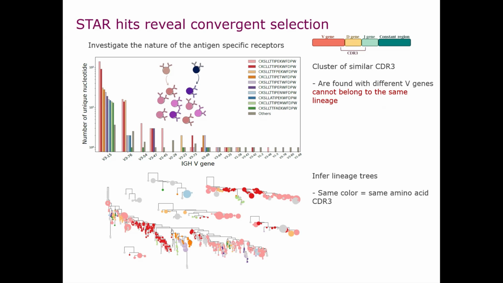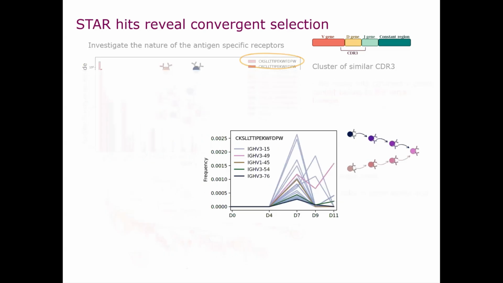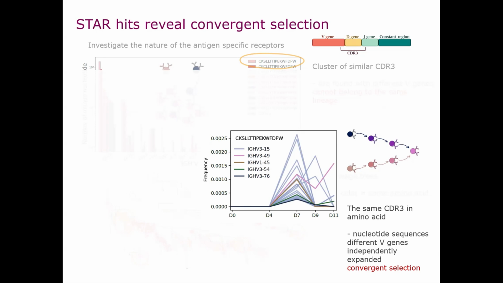Here instead, if we focus only on one amino acid sequence, the most represented one, this pink, we can trace the trajectory of this sequence, how it expanded in time. Each line is a different nucleotide sequence, but all of them translate into the same amino acid CDR3. The different colors are associated with different V genes. So we can really see that they independently expanded. And this is really a hint of some convergent selection that was going on within this patient.